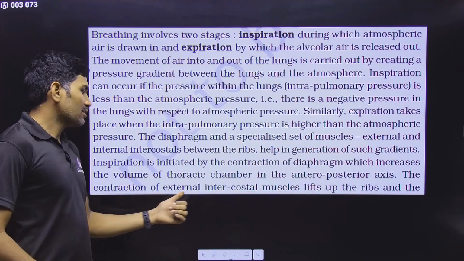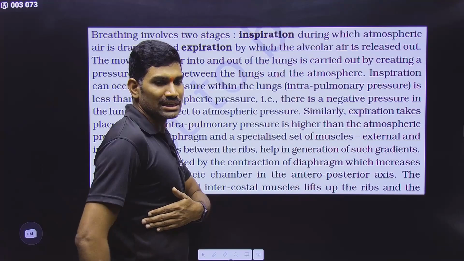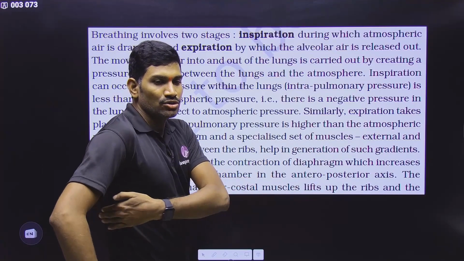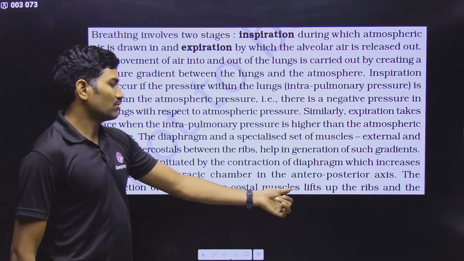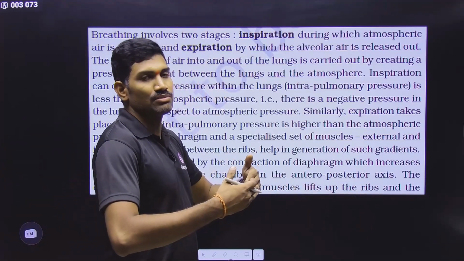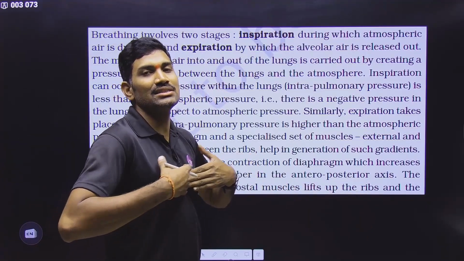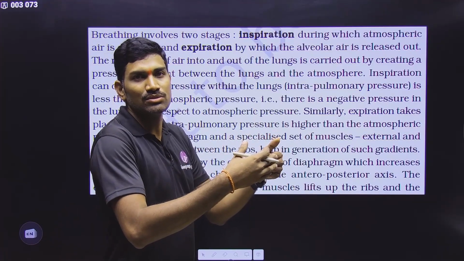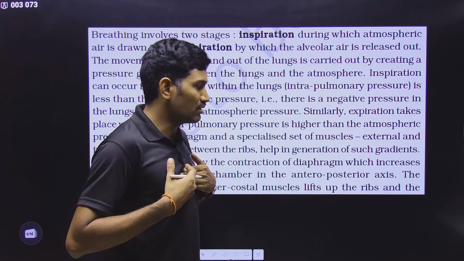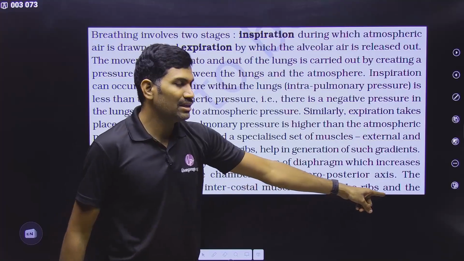Next one, the contraction of external intercostal muscles. External intercostal muscles are contracted, so dorsoventrally, in this direction, volume is increased. So the external intercostal muscle lifts up the ribs. Ribs are lifting up, that's why the chest is moving up. During inspiration, the chest is moving up; during expiration, the chest is going down.